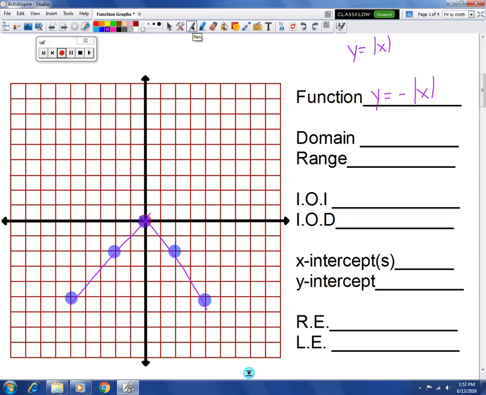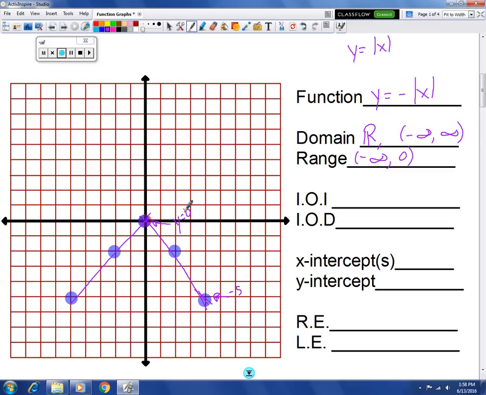Domain, all real numbers, no restrictions. The range, again, always determine how low the graph will go. At this point it's at -5. Of course it goes to -6, -7, -8, anywhere below the x-axis you can imagine. The highest point is at y equals 0.